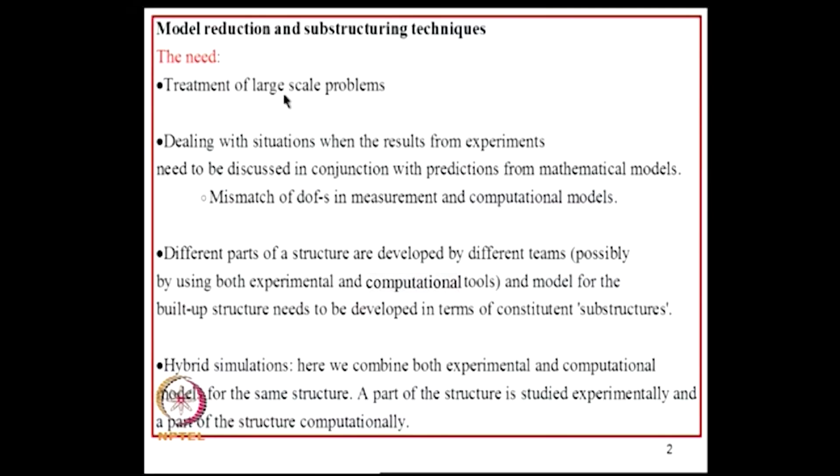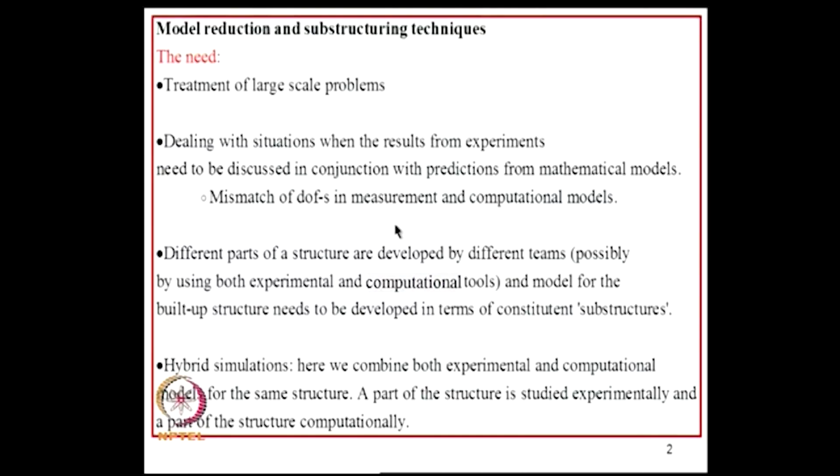One is, for example, in treating very large scale problems, or in dealing with situations when the results from experiments need to be discussed in conjunction with prediction from mathematical models. That means, for a given structure we have made both a finite element model as well as we have done some experimental investigations, and we want to now reconcile the two, and this is an essential step in problems of finite element model updating, and in such situations the question of model reduction arises because of mismatch between degrees of freedom in measurement and computational models.